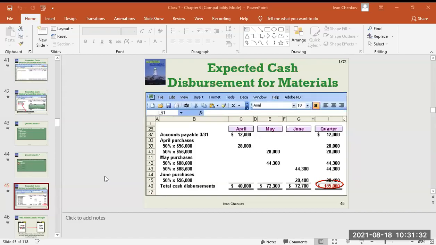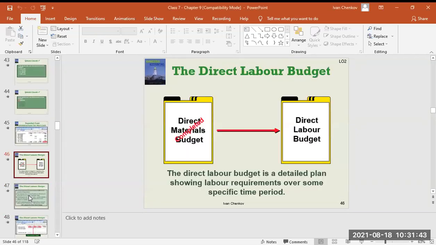So once we're done with the expected cash that we need to pay for the purchases, the next thing we have to do is move to the next budget. The next budget is the direct labor. One thing you should know, from now on it's getting easier, because we don't have to do any more with the beginning inventory and ending inventory.